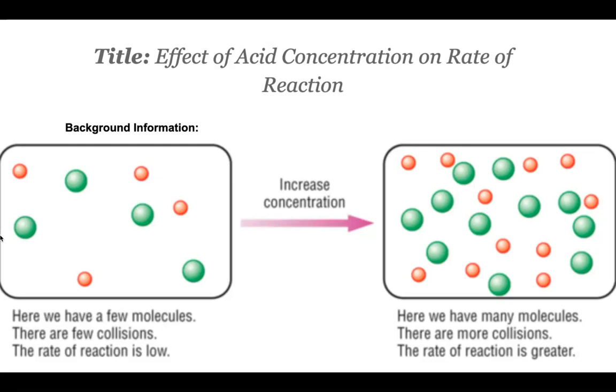Hi, today you're going to be looking at the effect of acid concentration on rate of reaction. So what you've been learning over the previous few lessons is that as we increase the amount of reactants, for example, if we have a look at this first image, there's only a few reactants of the green and the red particles. When we increase their concentration, meaning that there's more of them, they're more likely to collide together with enough energy to have a rate of reaction.